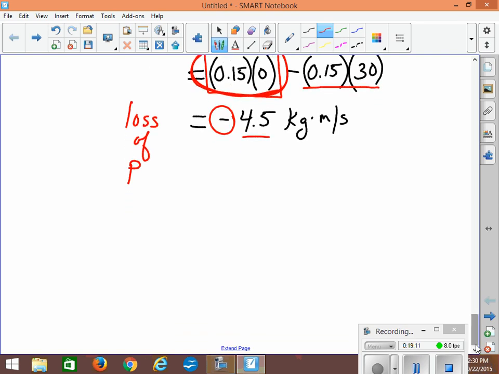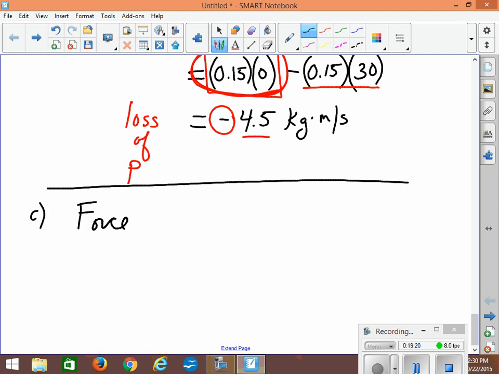All right, that's the momentum. Now, one more thing. Let's try to figure out the force. So this would be part C. Calculate the force stopping the ball.